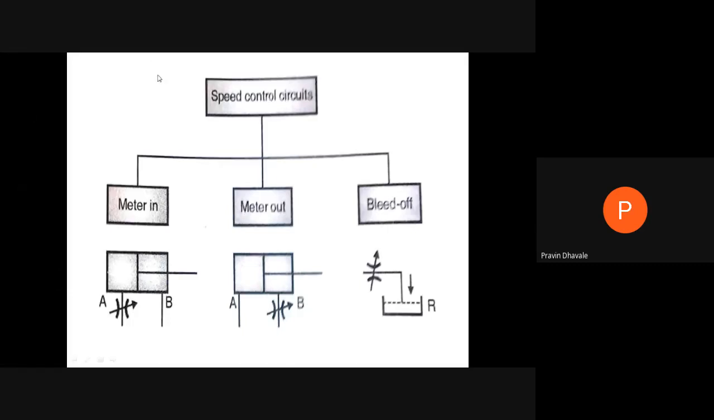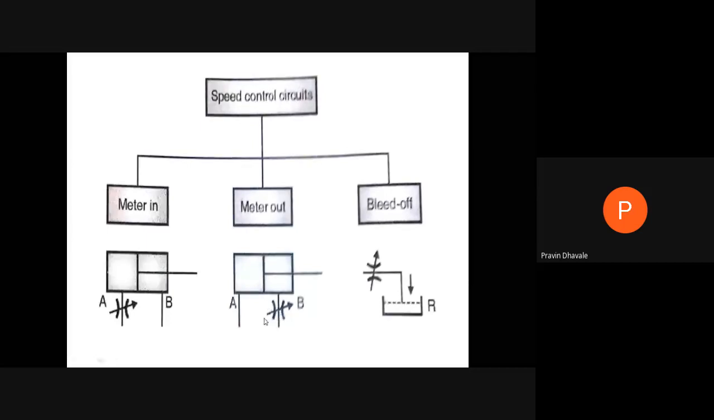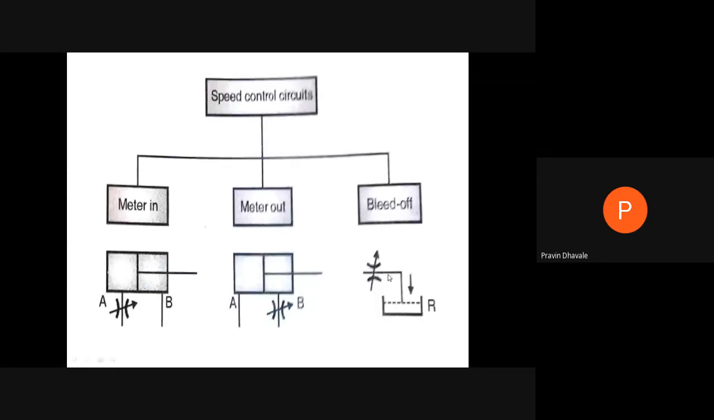The speed control circuit, graphically, will be represented like this. Meter in circuit, where we can provide the flow control valve at the inlet of the cylinder. Meter out circuit, we are providing the variable flow control valve at the outlet of the cylinder. And bleed off circuit, where we can provide the flow control valve at the bypass line which is going to the reservoir. That circuit is called a bleed off circuit.